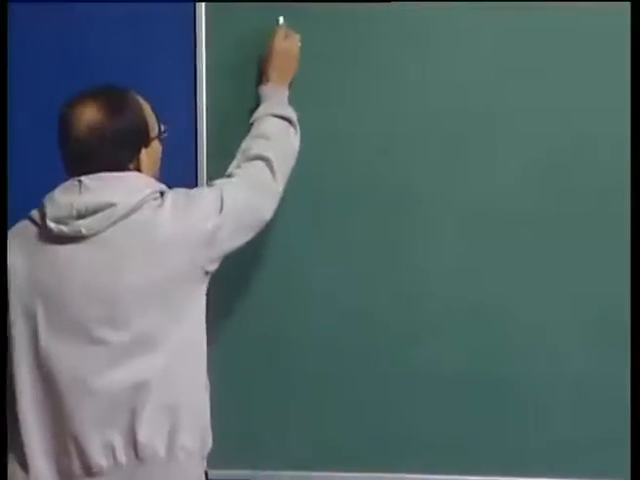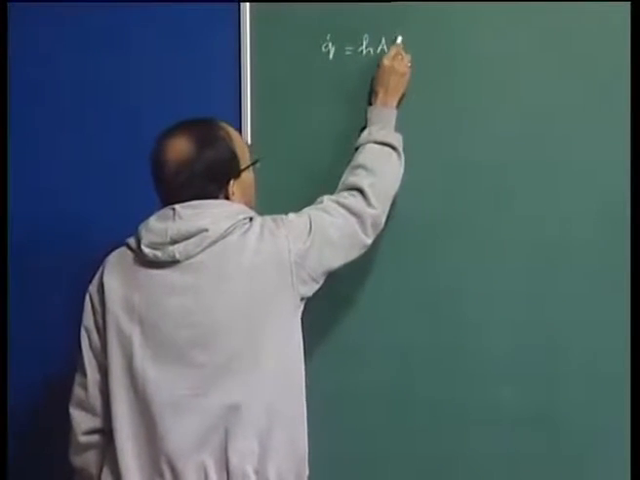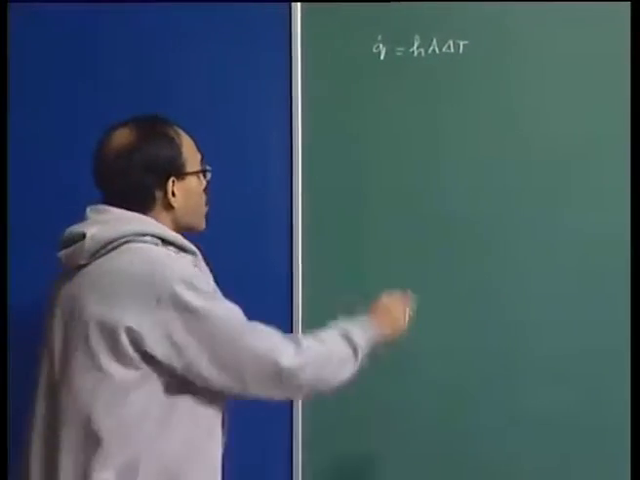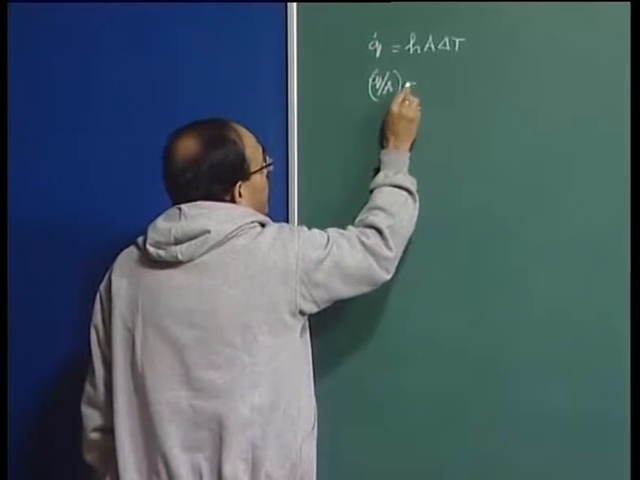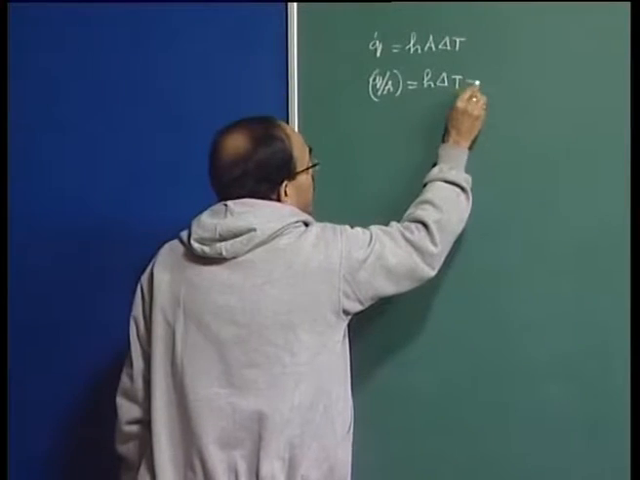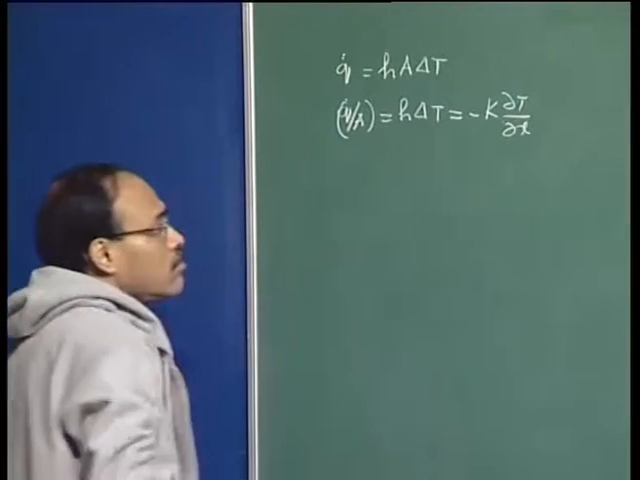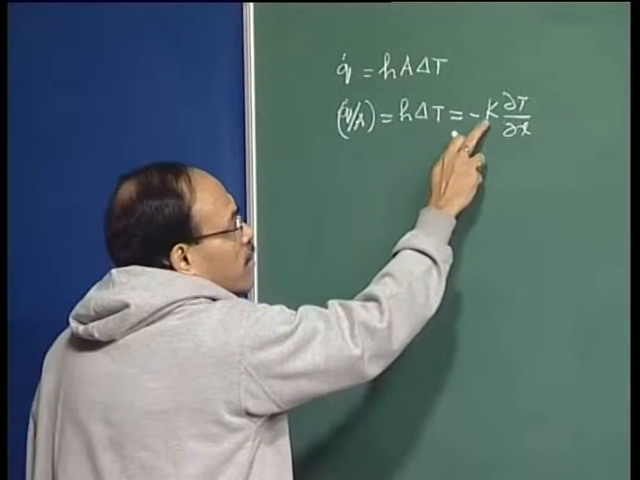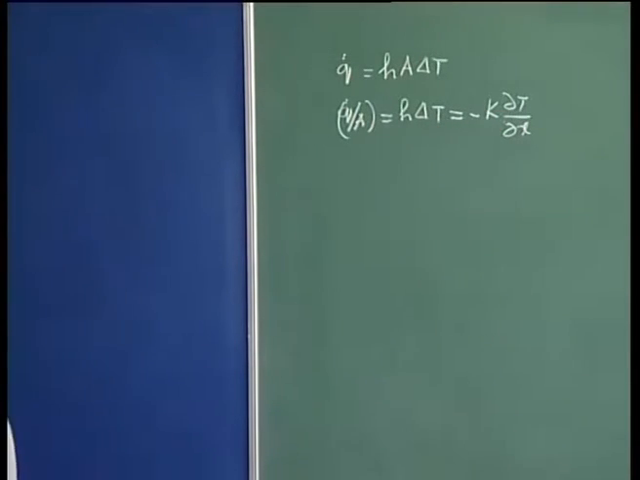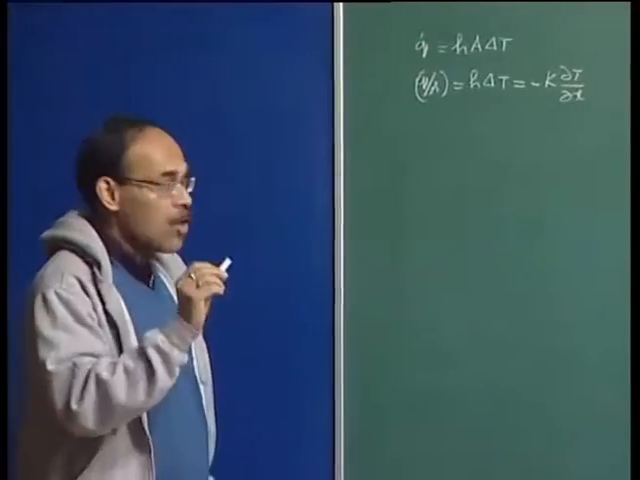and as I have shown you, the rate of heat flow is given in terms of a heat transfer coefficient and the delta T, in which delta T is the driving force, and the corresponding heat flux is Q dot by A equals H delta T. This is equal to minus K dT/dx. So, this is the flux, this is the heat transfer coefficient, differential temperature, thermal conductivity, and the temperature gradient.